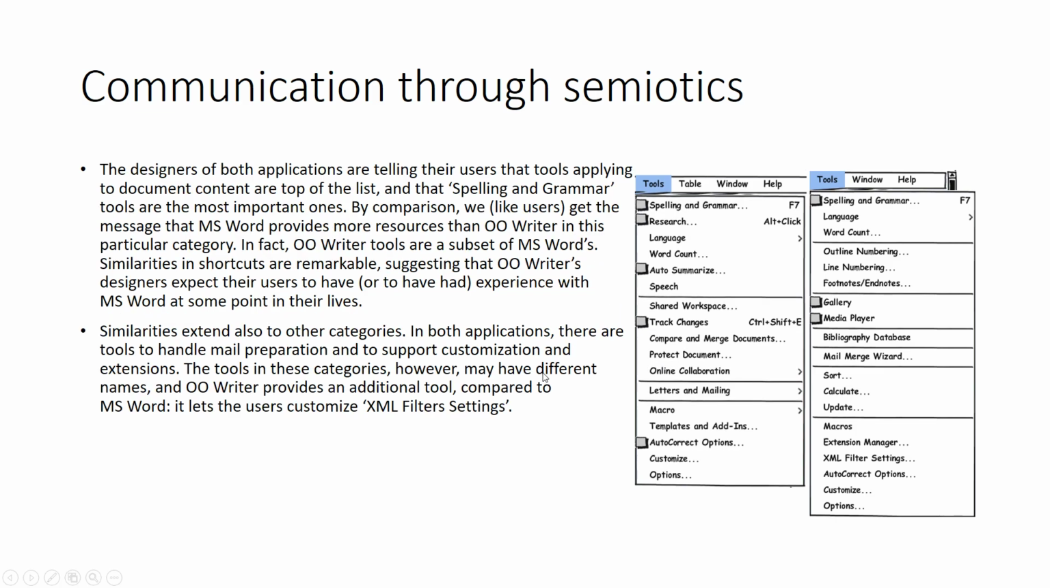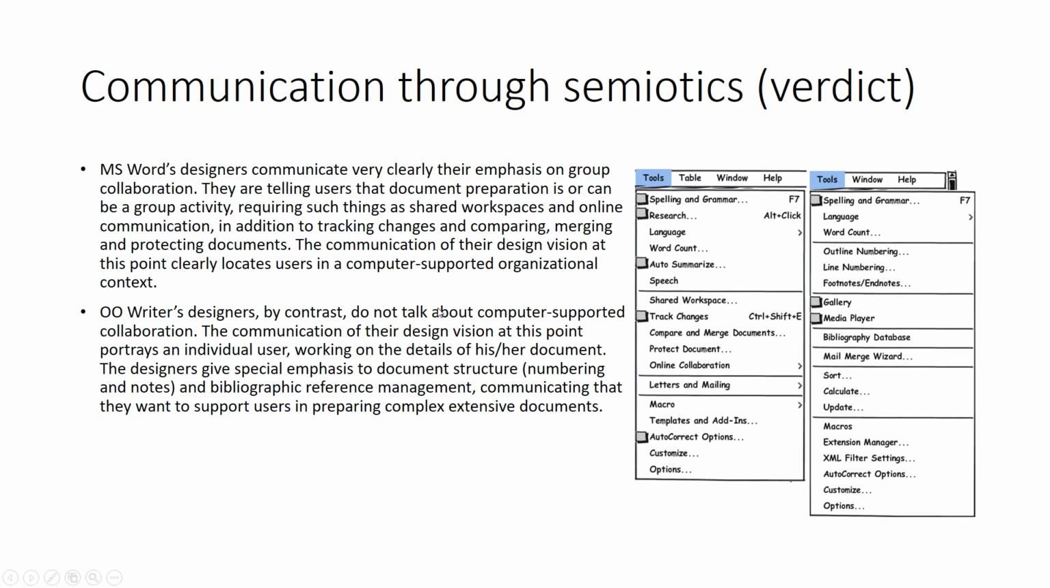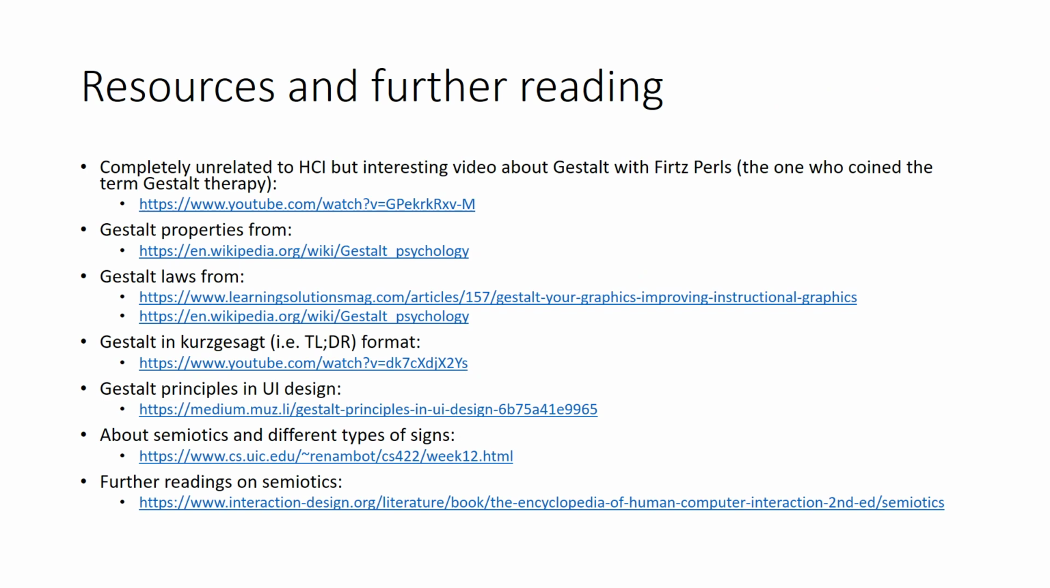Now, the takeaway from here is, what do you in fact communicate? So, for example, Microsoft has this emphasis on functionalities. They push more functionalities towards more communication, more collaboration. In contrast, with Open Office, of course there are many things you could communicate through the interface, and you could do the same thing by utilizing this idea of semiotics and Gestalt, mixing them both together.